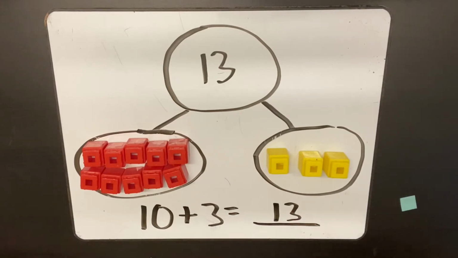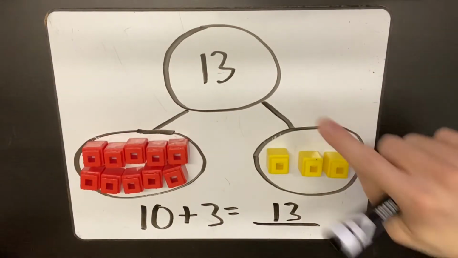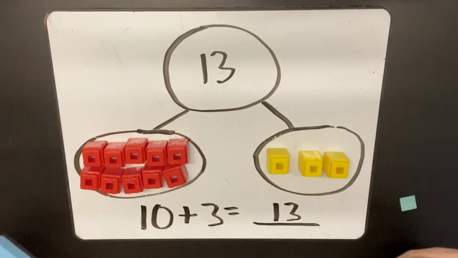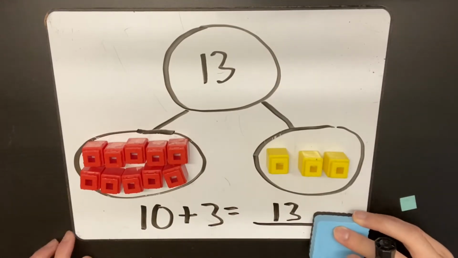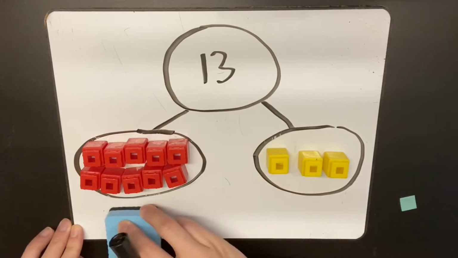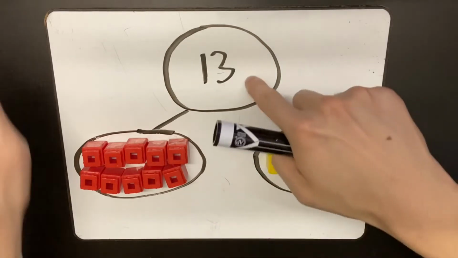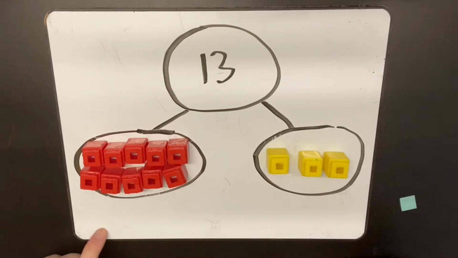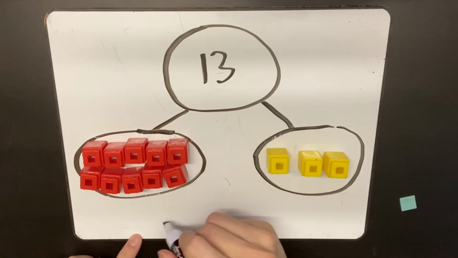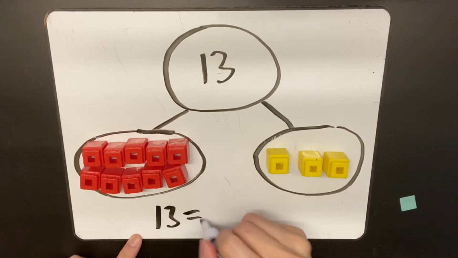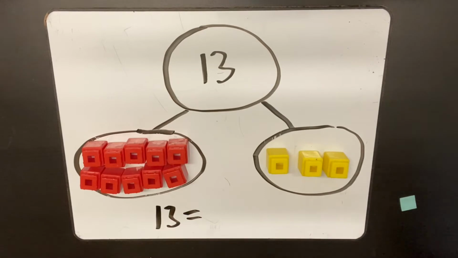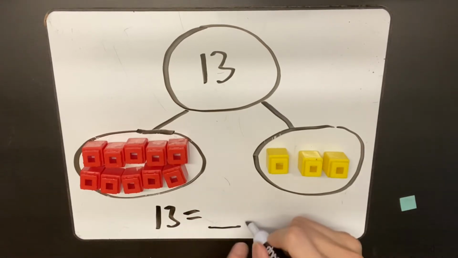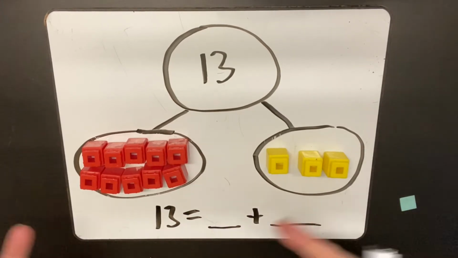Awesome job. So now, if I look at my number bond, what number do I have in the whole? What is the whole? 13. Yep. So I can write my number sentence a different way. So if my whole is 13, I'm going to start with the whole. So I'm going to write 13 equals what and what? Something plus something.